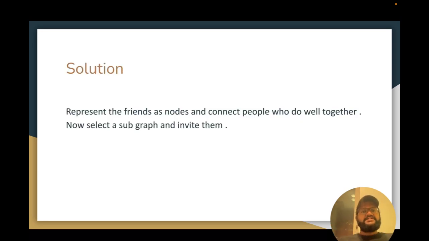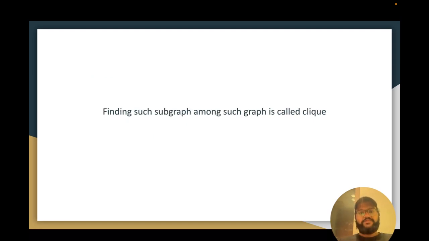As we discussed earlier, we select a subgraph and invite that particular bunch of people. Now, finding such a subgraph among the graph is called finding a clique. Finding a clique is an NP problem. It's very difficult to find that. We'll see this as we go further. But given a particular subgraph, you can easily tell me if the particular solution is viable or doable or not.